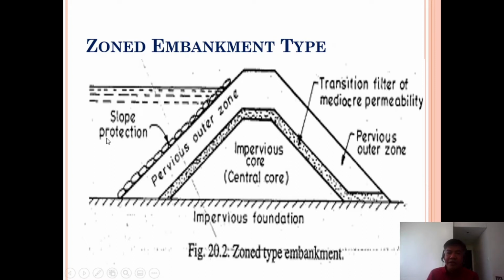Of course, you can see there are slope protections, the same as with the homogeneous type. You always have to include slope protection on both sides, not only on the upstream, because the downstream side is also prone to failure because of the effect of rain or typhoons, in which the rain or the wind will blow this area. So that's why there are so many protection materials that can be placed.